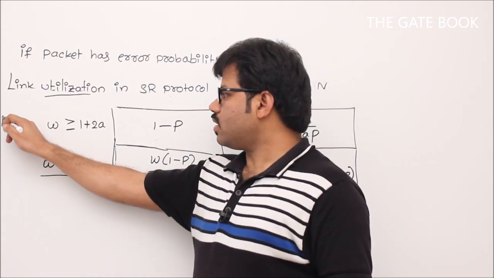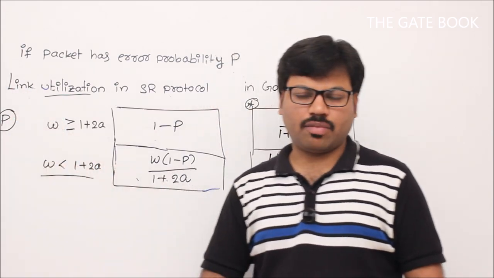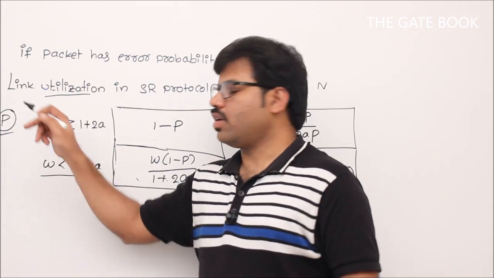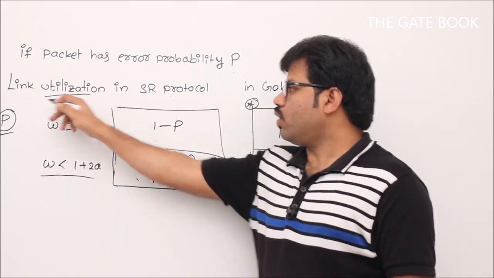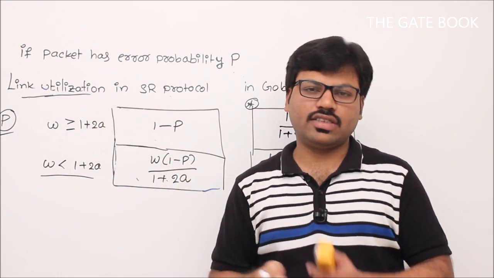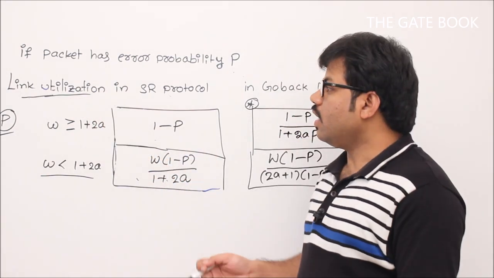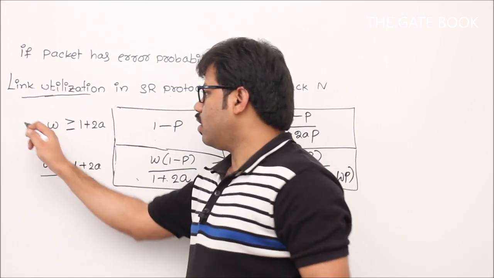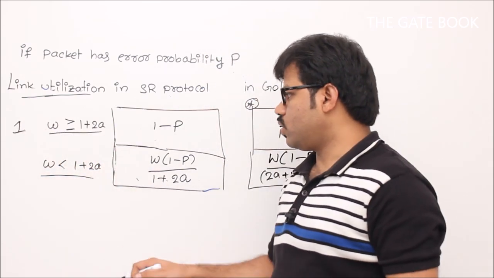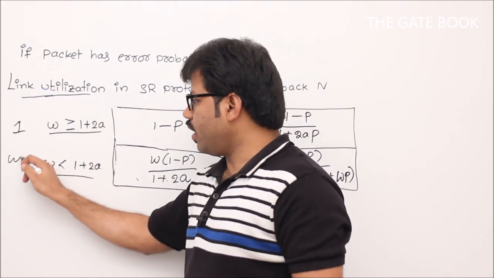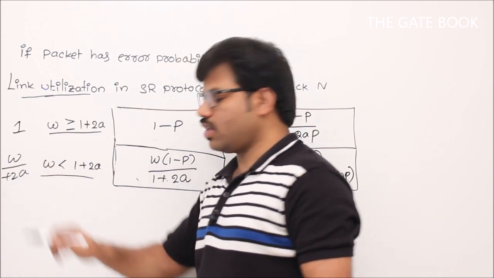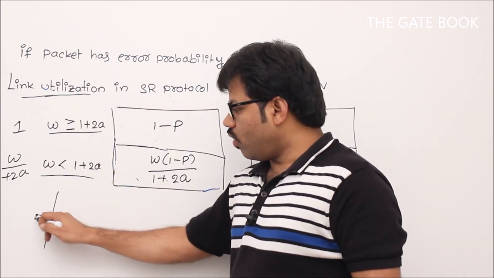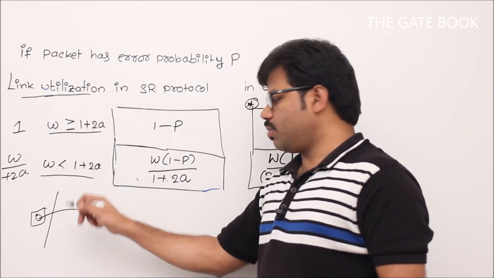Assume that a packet has probability P to get error. That means either it is going to be lost or it is going to be damaged. The probability is P. In that case, what is the link utilization in SR protocol and what is the link utilization in Go-Back-N? We will see. In SR protocol, let's revise. When there is no error, it was 1 when W is greater than or equal to 1 plus 2a. When W is less than 1 plus 2a, it was W by 1 plus 2a. Let's observe that. Now, do you remember, in SR protocol, whatever packet has error, we are going to retransmit it, isn't it?